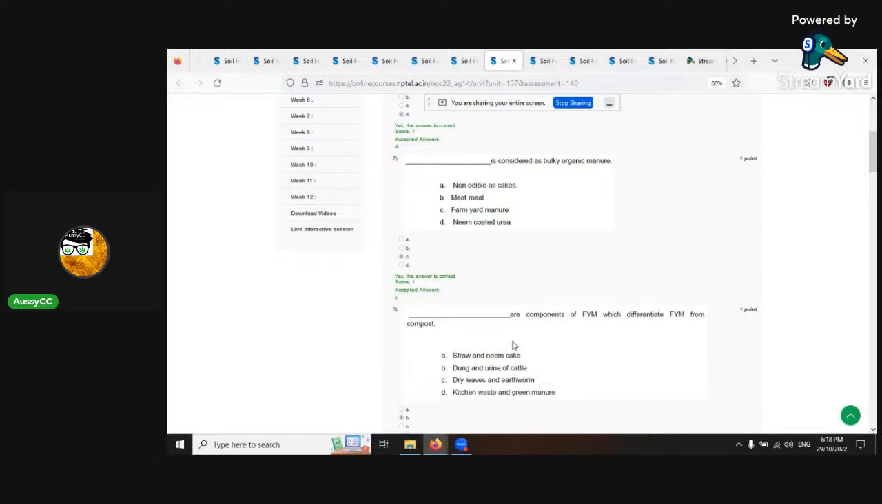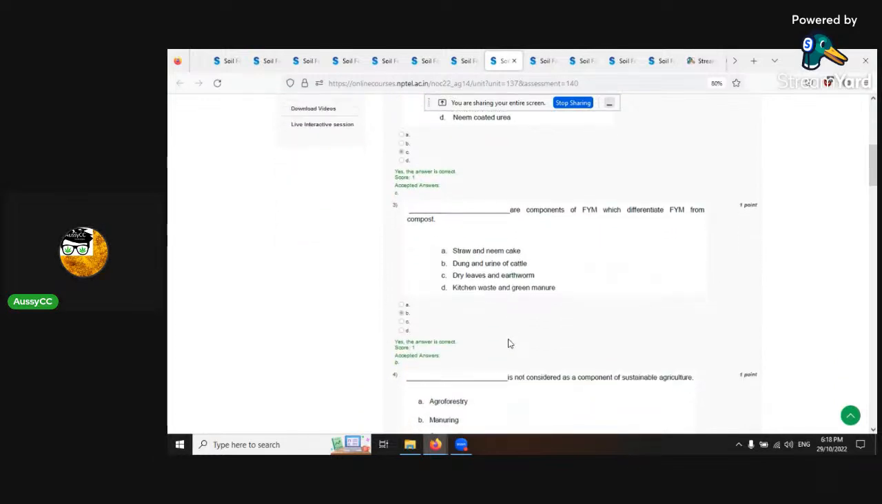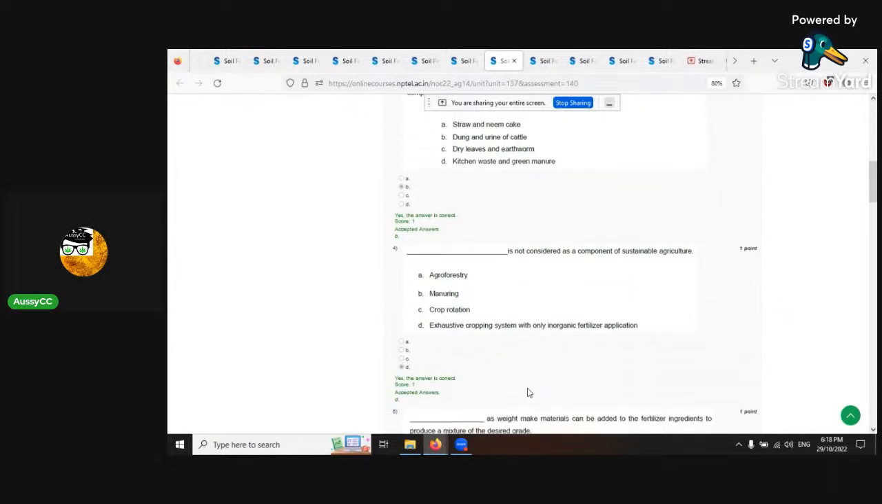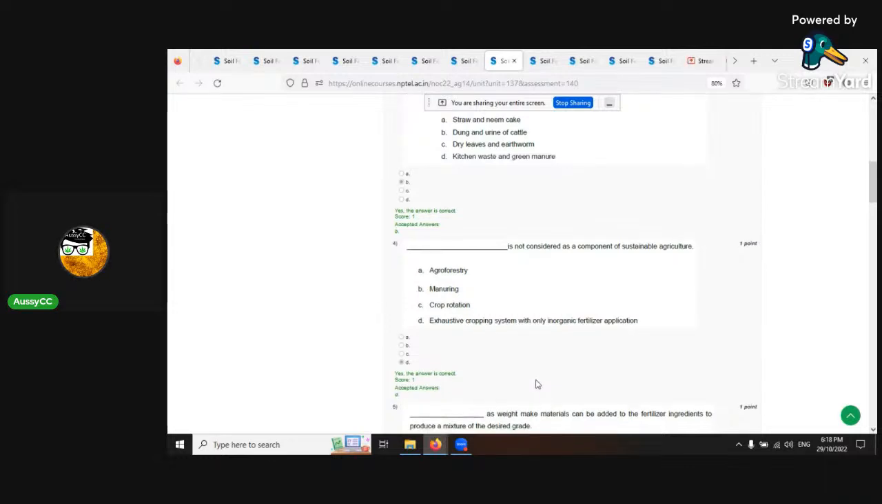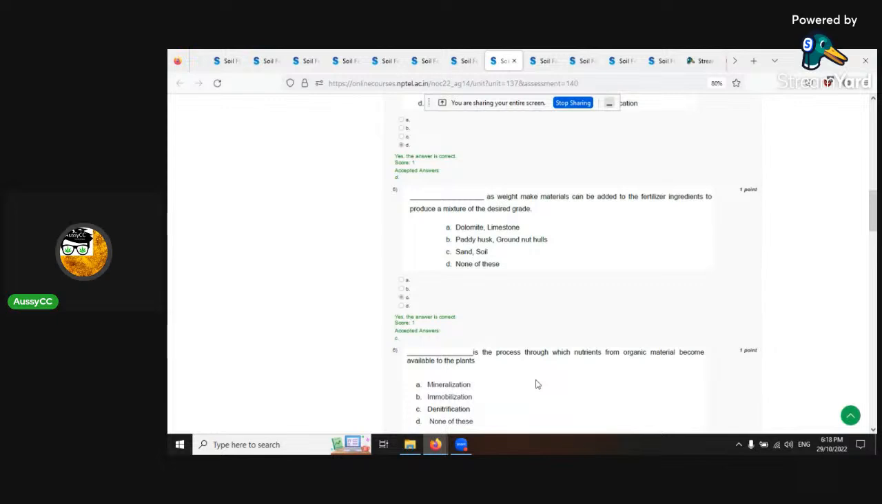It's dung and urine. Which is not considered as a component of sustainable agriculture? Exhaustive crop. Is that not considered as a component of sustainable exhaustive cropping? No, that's not really sustainable. Which has weight-making materials that can be added to fertilizers to produce the grades? Sand and soil they add. Isn't it amazing? You're buying sand and soil.